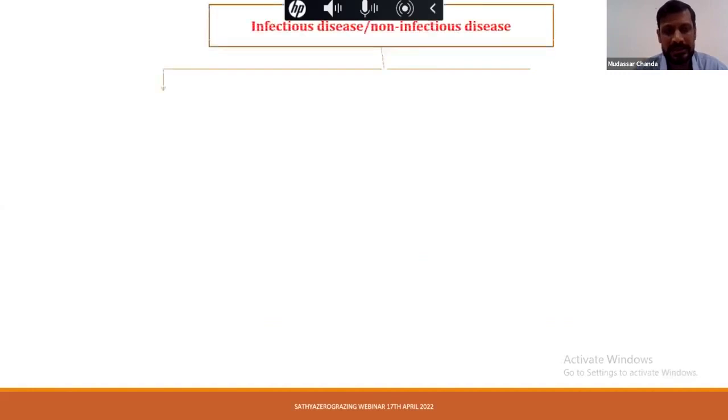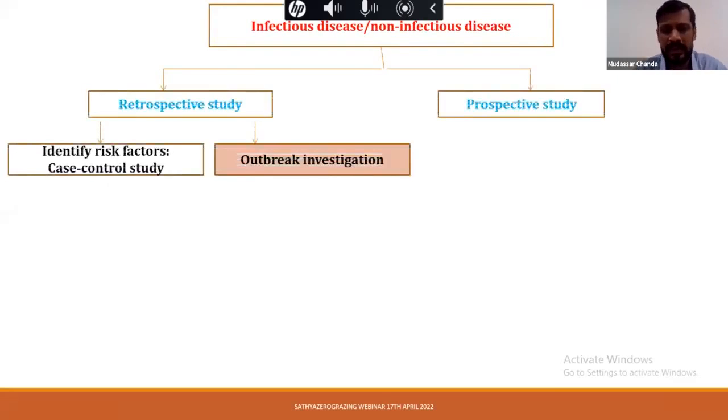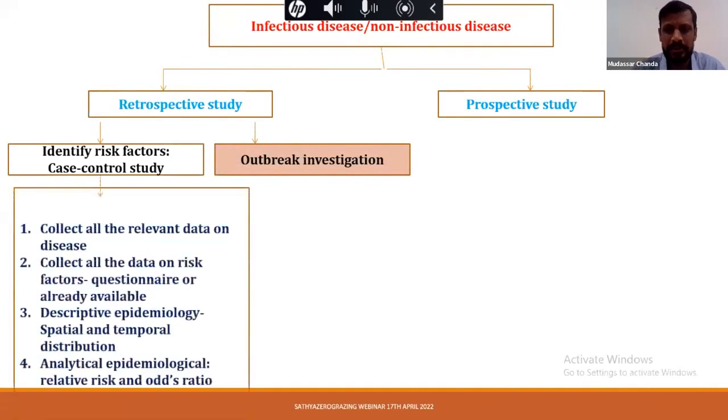When you start any outbreak investigation, as I said in the previous slide also, you always need to start with whether the problem you're studying is infectious or non-infectious. Then you can see this simple classification, what people give in the textbooks, of retrospective studies or prospective studies. Retrospective studies are more important here. I'll not go into the details of the study design, but remember, if there is an outbreak of any disease in your place and you go back to collect the data, we need to collect the data on the disease and the related information using a questionnaire.